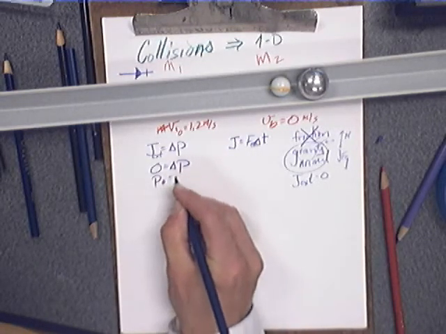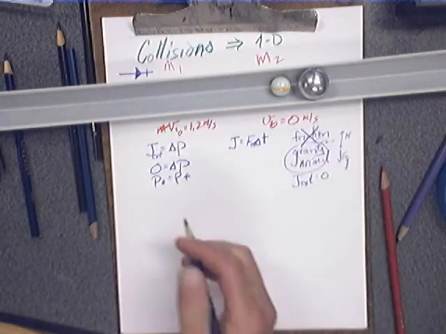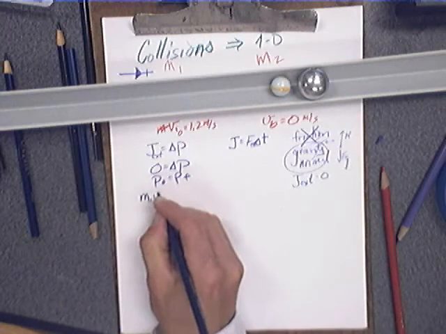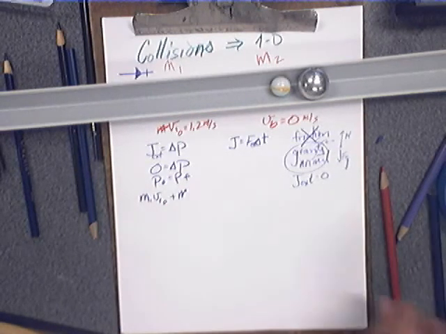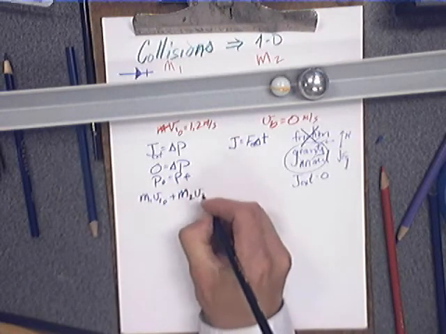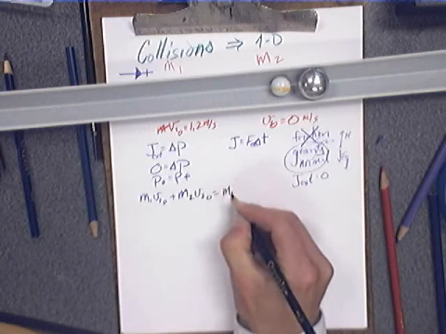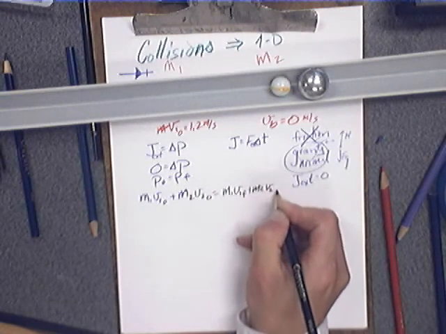So P initial equals P final. My initial momentum of the system is mass 1, velocity 1 initial, plus mass 2, velocity 2 initial. That has to equal mass 1, velocity 1 final, plus mass 2, velocity 2 final.